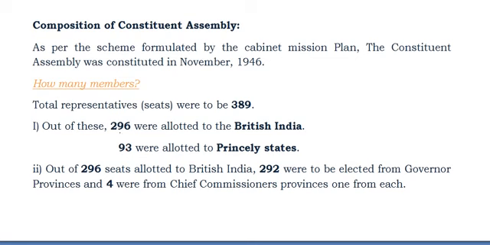Out of the 296 seats allotted to British India, 292 are to be elected from the governor provinces. There are two kinds of provinces: one governed by the governors and one governed by the chief commissioners. There are 4 chief commissioner provinces. So 4 seats were given to chief commissioner provinces and 292 to governor provinces.